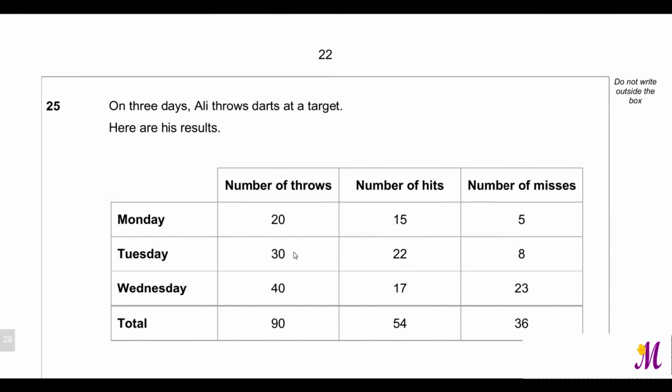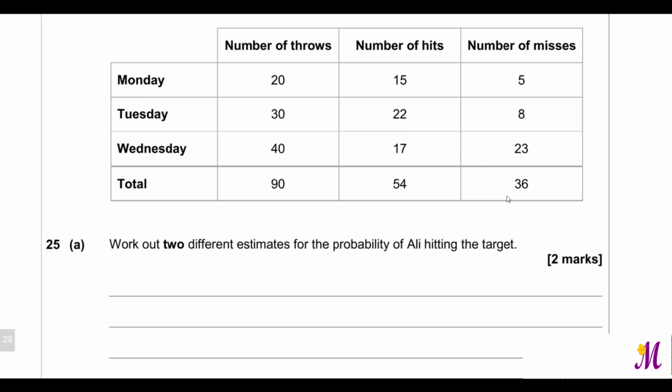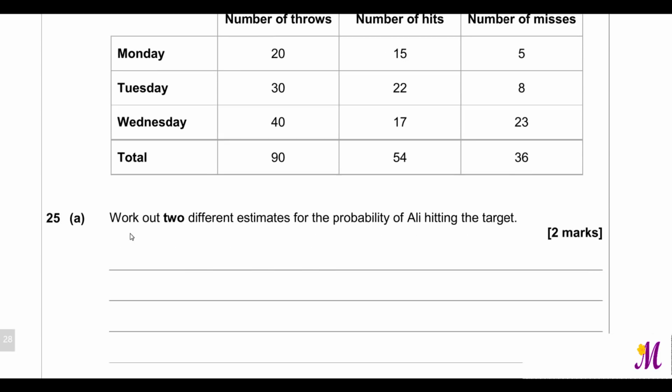Question 25. On 3 days, Ali throws darts at a target. Here are his results. So he did it in 3 days, Monday, Tuesday, and then Wednesday. Then this is the total. He got number of throws, number of hits, and number of misses. The first question is, work out two different estimates for the probability of Ali hitting the target.